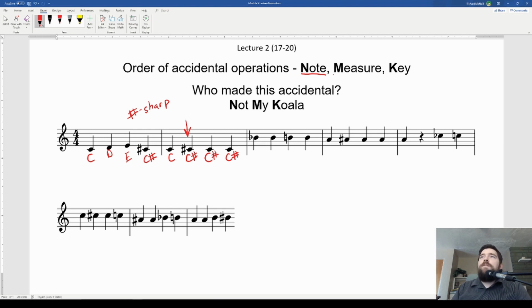Now we take a look at the measure. What has come before in the measure? Before this C in the measure, there's nothing, so it's just a plain C. Before this C in the measure, there is a C sharp right before it. So if it's on the same spot, then it is also a C sharp, as well as that last one. All right, let's look at some more examples of this accidental operation.